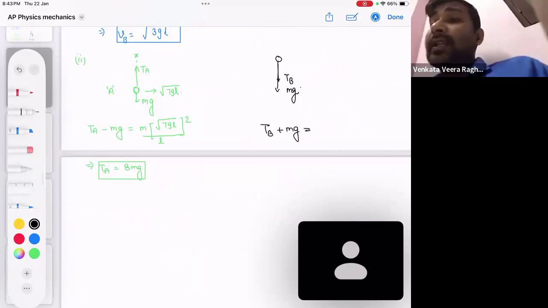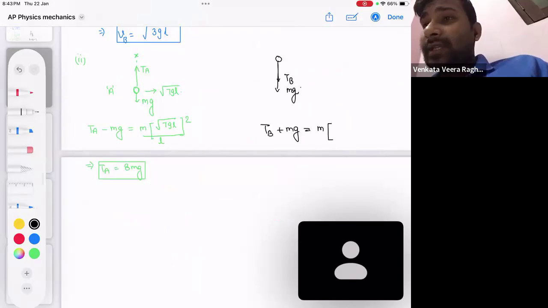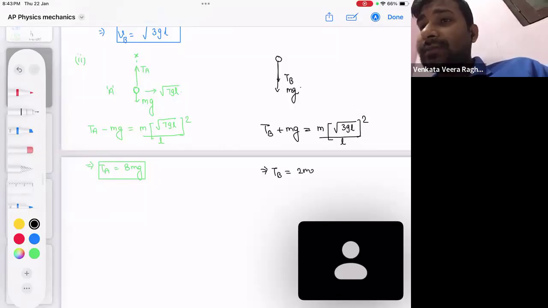So the net force towards the center is TB plus mg. What should that be? mv square by r. And at point B, what is the velocity we have? Root 3gl, square by radius. If I calculate it, tension at B is coming 3mg minus mg, which is 2mg.